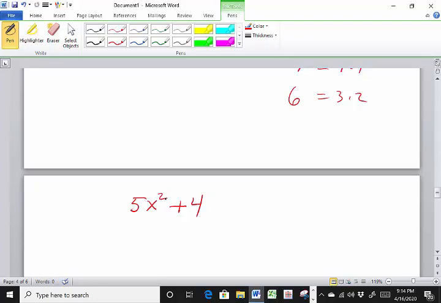I mean, there's actually nothing we can do here. There's no common factor between 5 and 4. There's no common variable, so this is actually prime. Okay? It can't be factored. All right? So just remember that. Every once in a while you'll run into a problem that you can't factor, so it's prime.